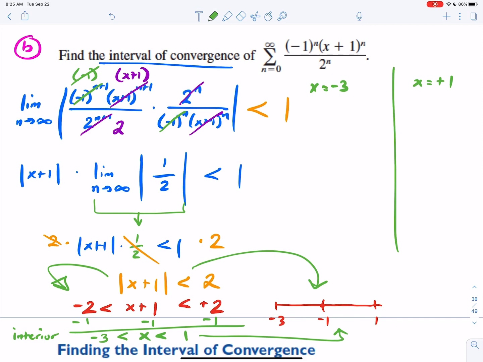Plug in -3 and 1 respectively for x, and then see if you could run a particular test to see if it'll converge or diverge, okay? Press play whenever you're ready. Take your time.